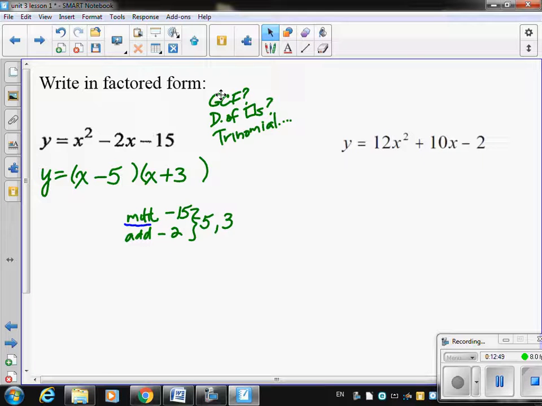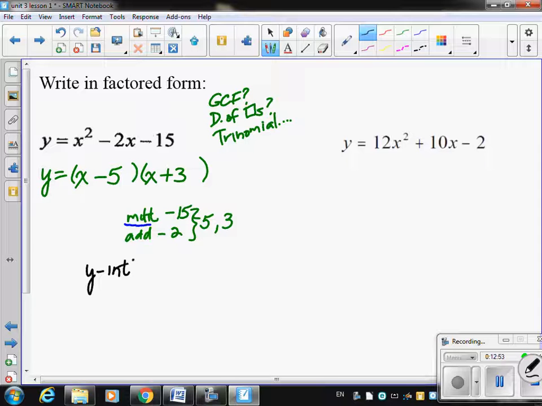My key features would be my y-intercept comes from that first form, standard form. When x is 0, y is negative 15. My x-intercepts come from factored form, and my 2 x-intercepts are when y is 0. The first one would be positive 5, be careful. The second one is negative 3.